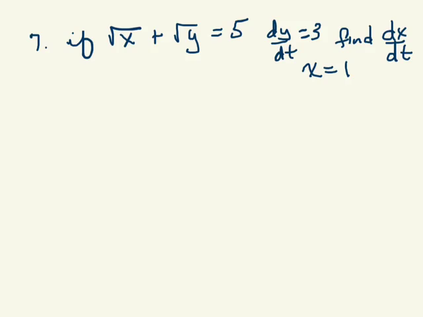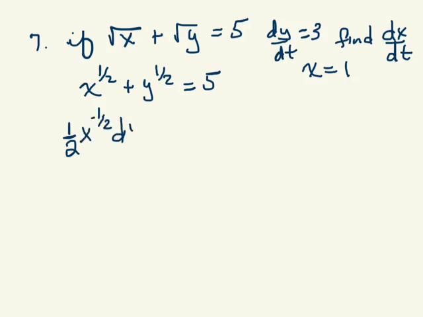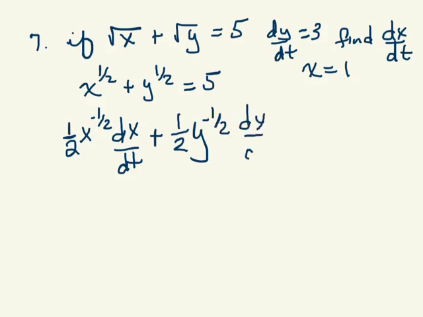Here's my brief notes about what's going on in number 7. I would rewrite number 7 originally as x to the 1/2 power plus y to the 1/2 power is equal to 5. Then I do the same thing we usually do, take the derivative of each term. This one's going to be 1/2 x to the -1/2 power dx/dt plus 1/2 y to the -1/2 power dy/dt. And of course our 5 goes away.